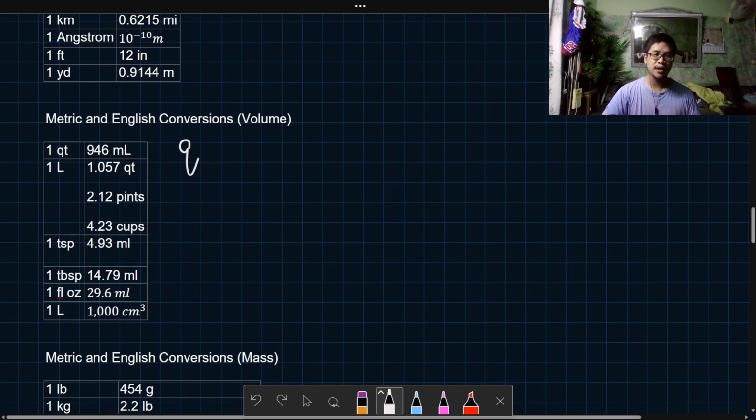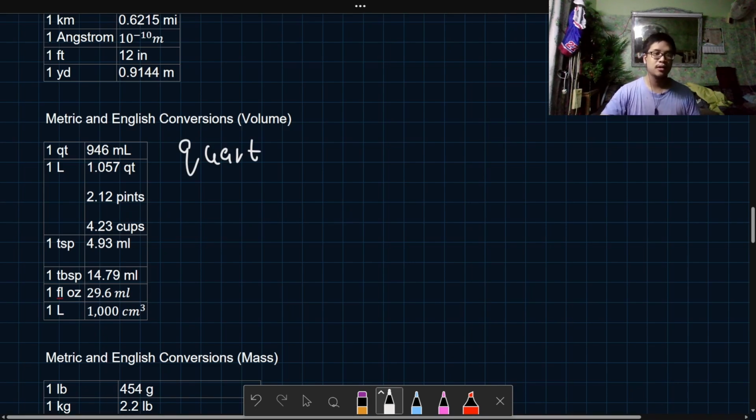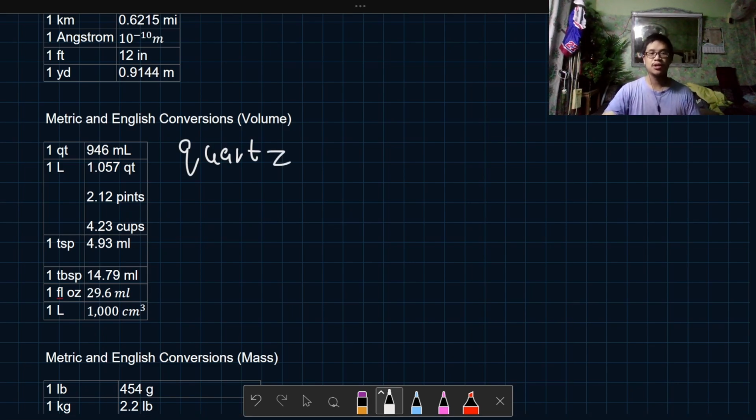I think that's QRT, if I'm correct. Is it Z? Let me just check. I could be wrong. It's actually QT. So it's quarts. So 1 quart is equivalent to 946 milliliters. 1 liter is equivalent to 1.057 quarts, 2.2 pints, and 4.23 cups.